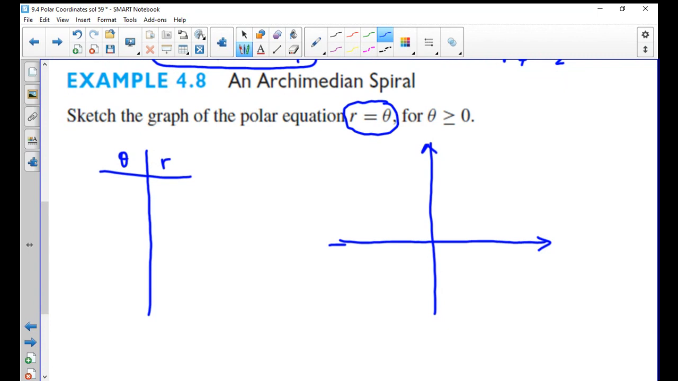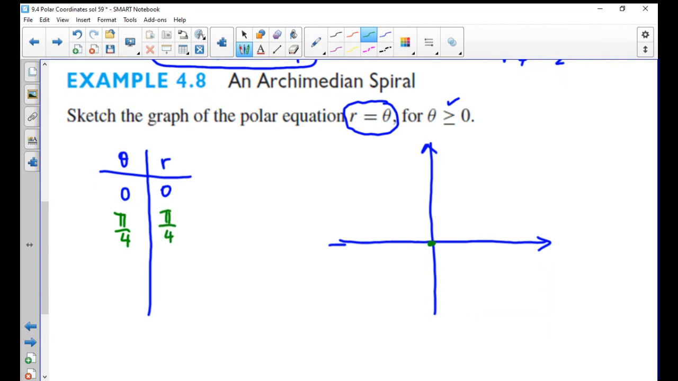So let's start. Because theta is greater than or equal to 0, I will start with theta is 0. If theta is 0, then what is r? 0. Remember, r is exactly equal to theta. So that means the first point is here, (0, 0), the origin. Now, next value perhaps I can take is pi over 4. If theta is pi over 4, what will be the value of r? Also pi over 4.